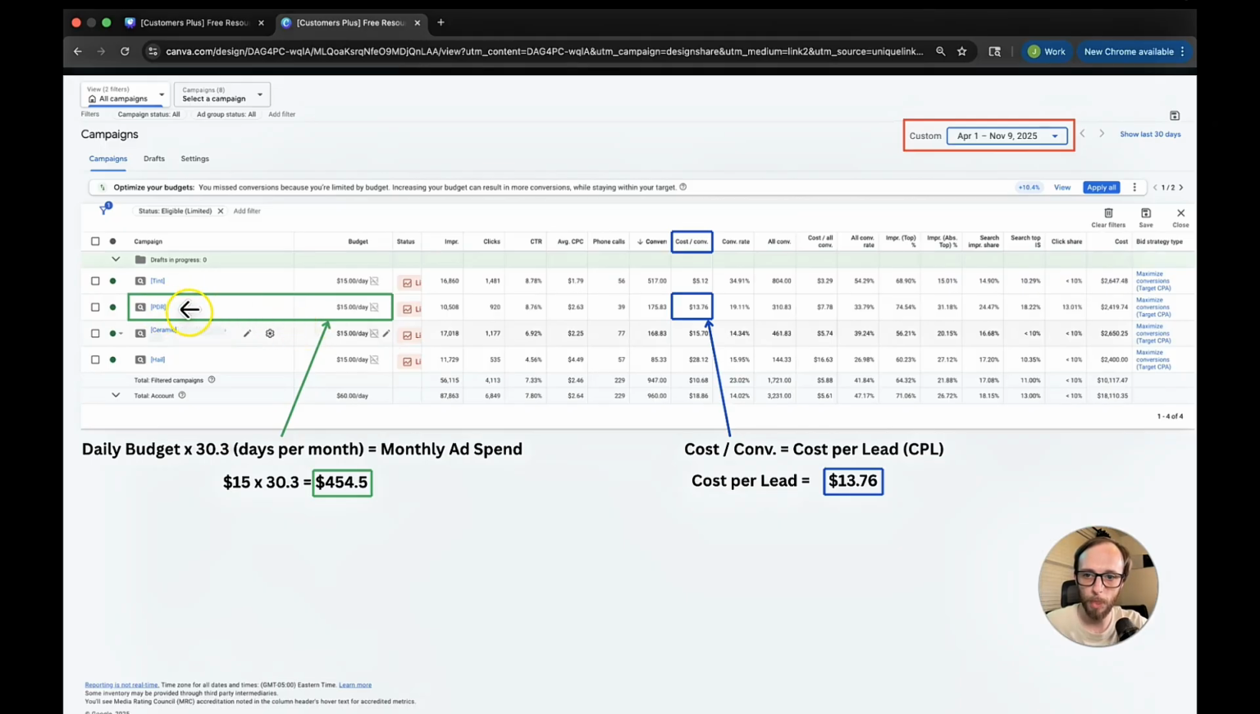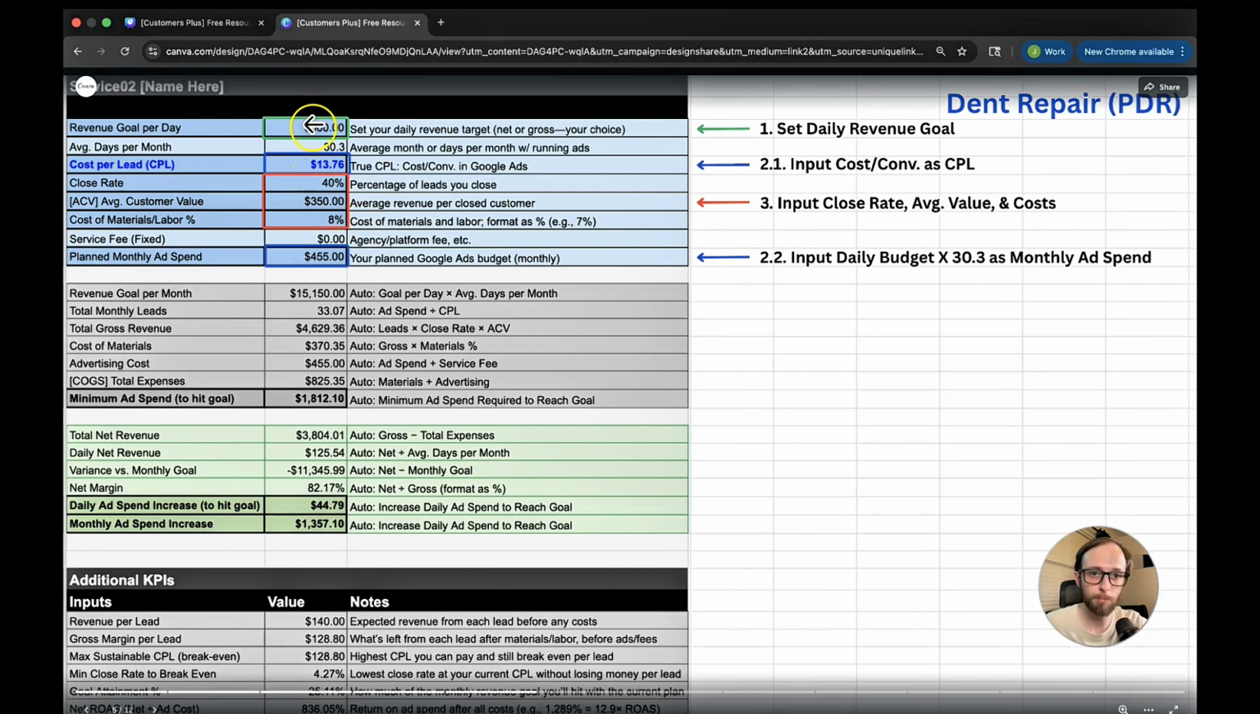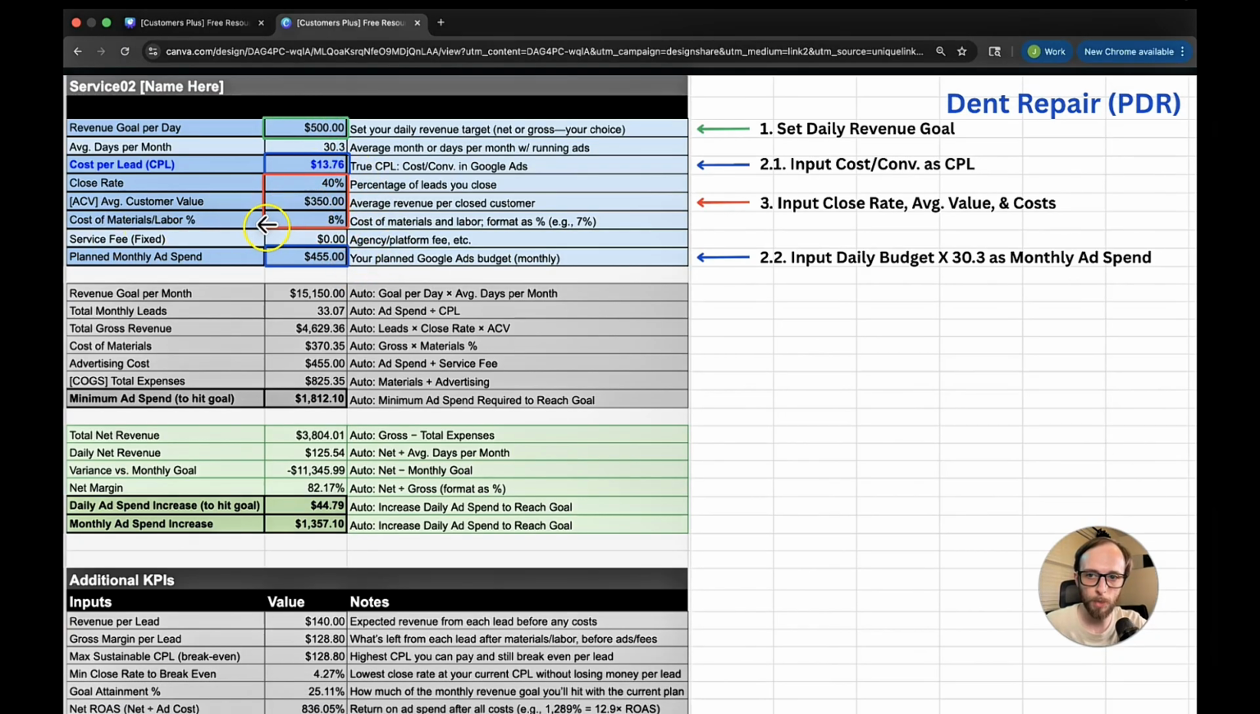For the next campaign, it's paintless dent repair. Got the same budget here at $15 a day. It comes out to $455 per month. Our cost per lead is higher here for paintless dent repair at $13.76 per lead. We're going to plug in those new numbers. We have a different revenue goal, $500 per day from dent repair. Cost per lead, $13.76. Same budget, and we plugged in our close rate, average value, and cost of materials.